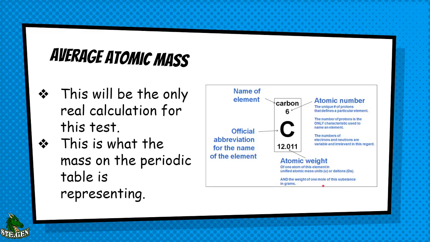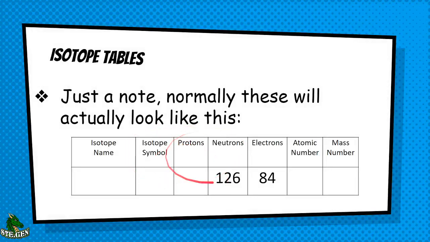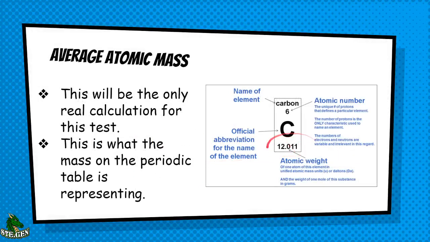So this is the only real calculation, and average atomic mass is actually the number that's on the periodic table here. You'll notice that it says atomic weight of one atom of this element in unified atomic mass units, or Daltons (Da), and the weight of 1 mole of this substance. The unified atomic mass unit is not actually going to be the standard we're dealing with in here. The AMU we used before was for one specific atom, but this number has to take into account all possible versions of an atom.